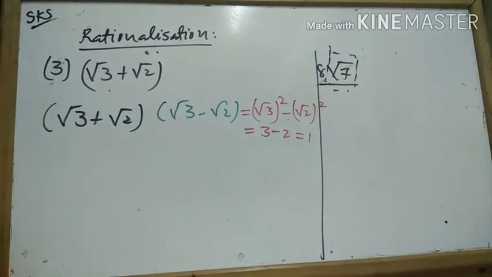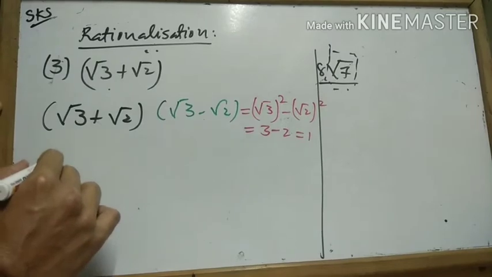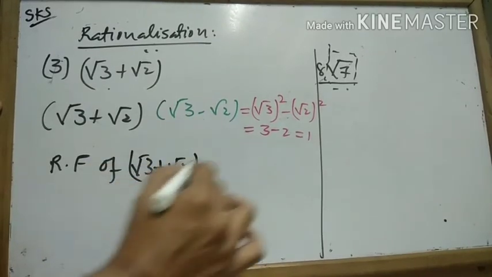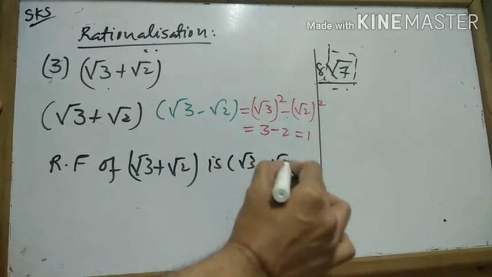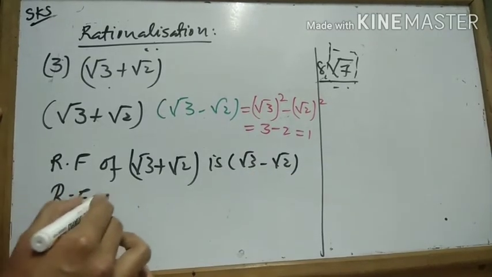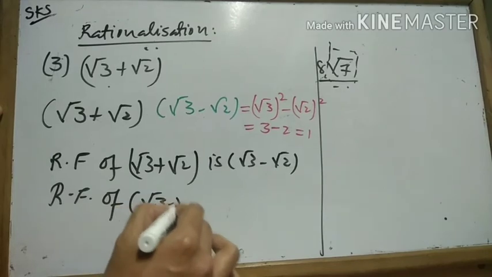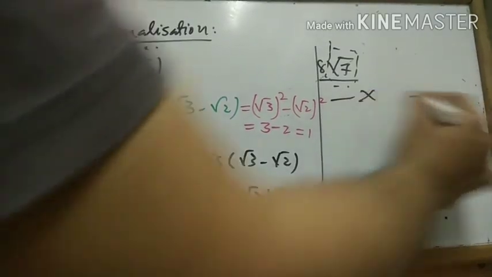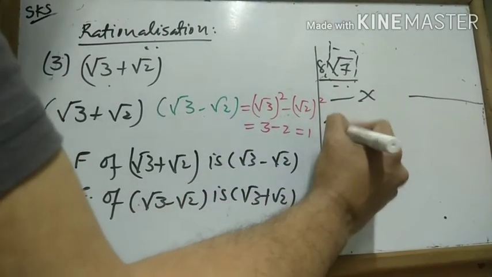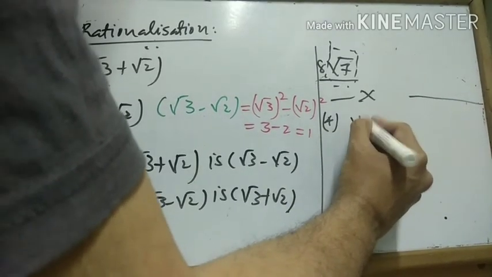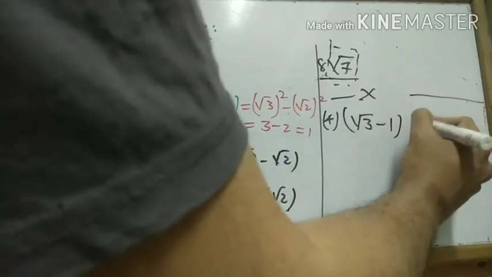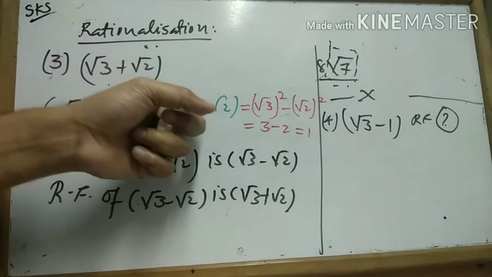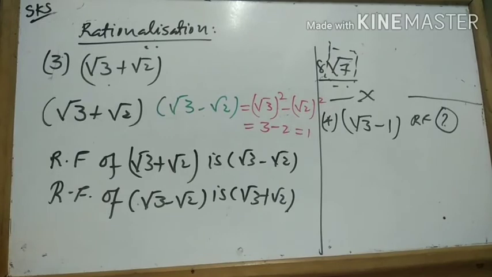So what is my conclusion over here? My conclusion is that the RF of root 3 plus root 2 is root 3 minus root 2. In fact, I can say the reverse way also, that the rationalizing factor of root 3 minus root 2 is root 3 plus root 2. My simple question to you is, can you tell me without actual calculation what will be the rationalizing factor of root 3 minus 1? I am asking what is RF. I just explained to you that whatever the connecting sign is, write the opposite sign and multiply both of them. You'll get its rationalizing factor.